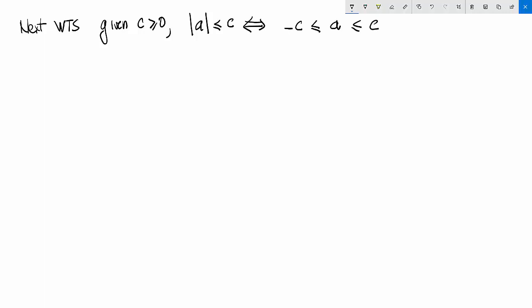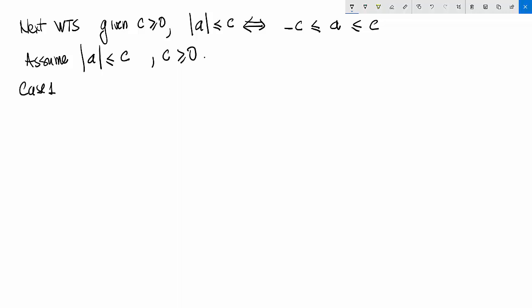And number 3 is the following. So we want to prove, next, that given c, which is greater than 0, the absolute value of a is less or equal to c if and only if negative c is less or equal to a, which is less or equal to c. Okay, so again, there are 3 cases to look at here. So let us assume that the absolute value of a is less than or equal to c, and c is some positive number.